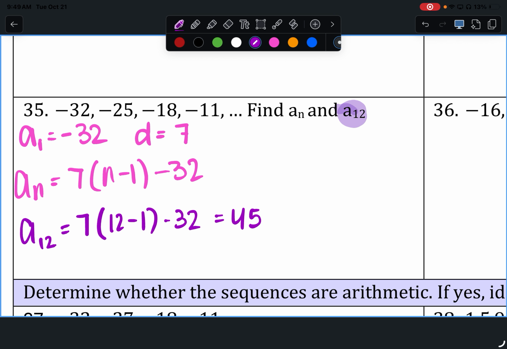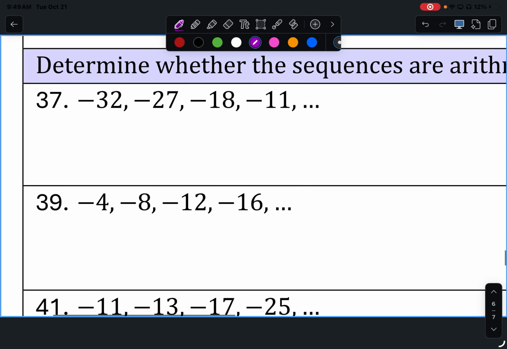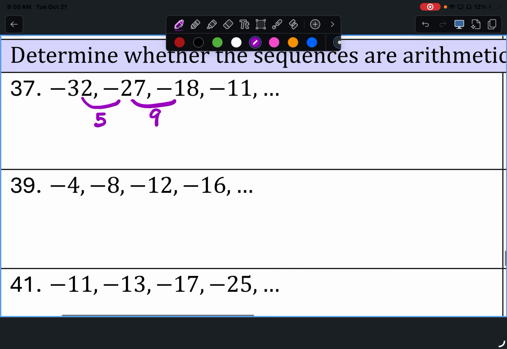All right, then the last section is just to determine whether the sequences are arithmetic. If yes, find the common difference. So for 37, okay, what is the difference between the first two? What about between the second two? 9. The last two? Are we going to get a calculator on this? Mm-hmm. No. Is that arithmetic? No. Okay, to be arithmetic, it has to be addition or subtraction, and it has to be constant. The difference has to be constant between every term.